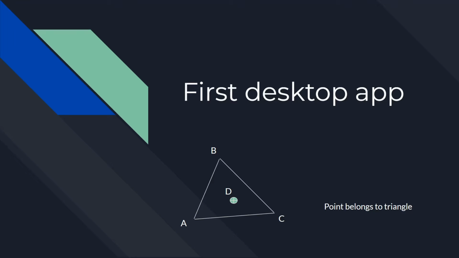Hello and welcome! In this episode we're gonna build a desktop app which solves the following problem. Given 3 points A, B, C with coordinates which form a triangle, the task is to determine whether another point D lies inside or outside of the triangle.